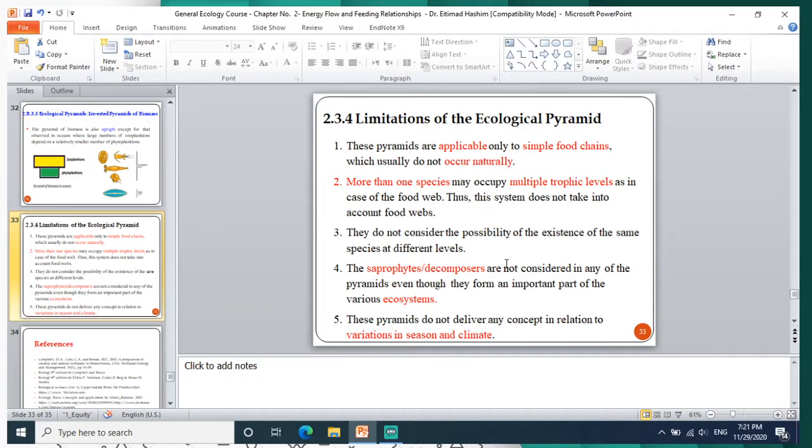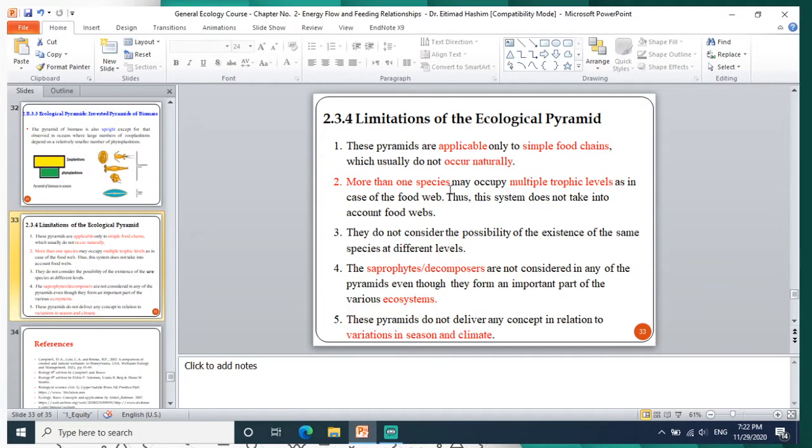Now we have covered all the feeding relationships and feeding terminology. We went through food chains, food webs, trophic levels, feeding levels, and then the pyramids. But we can also see that the pyramids have a lot of limitations. So let us speak about the limitations of ecological pyramids. These pyramids are only applicable to simple food chains. They are not applicable to food webs. They are applicable just to simple food chains, which do not occur naturally.